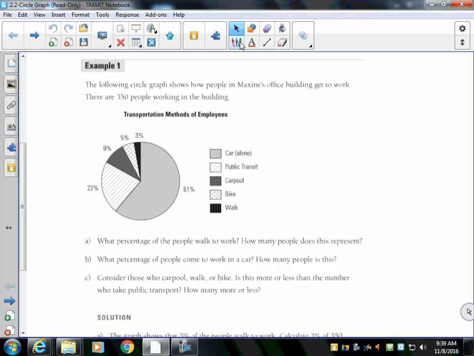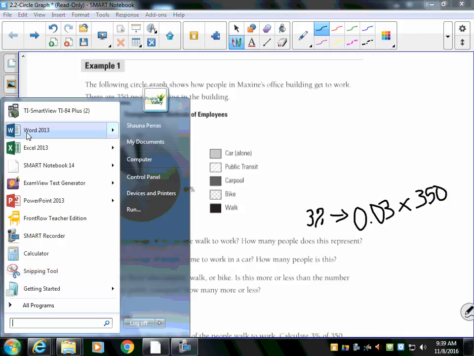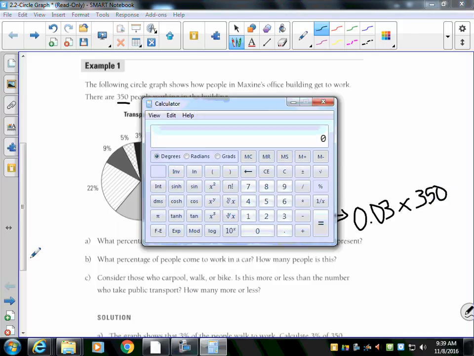Well, we take that number, 3%, and we change it into a decimal percent. So 3% in decimal, we divide by 100. So 3 divided by 100 is 0.03. So 3% is decimal 0.03. We multiply by the number of people, so we times by 350, and we get the number of people that this represents. So if I do that, 0.03 times 350 gives us 10.5.